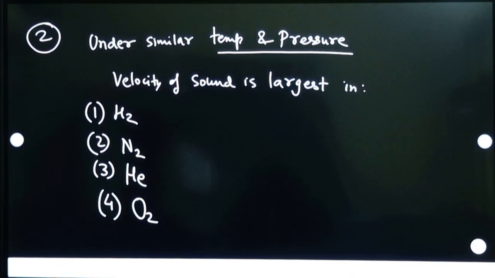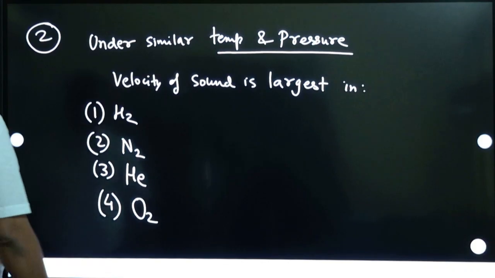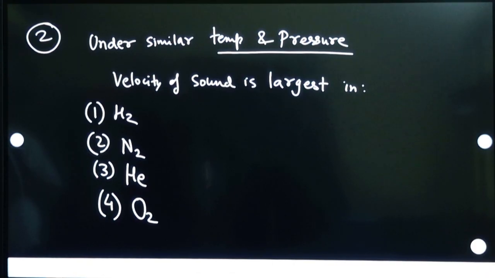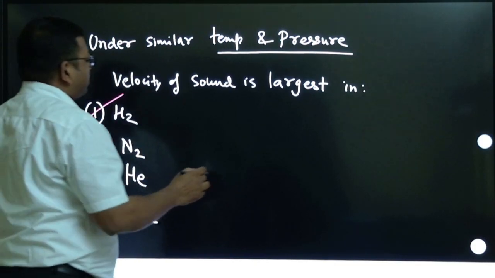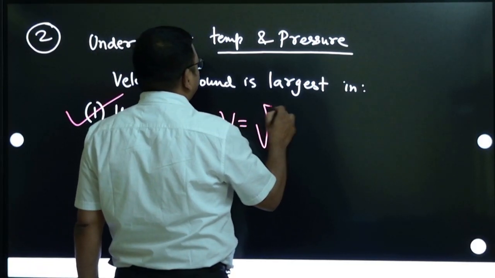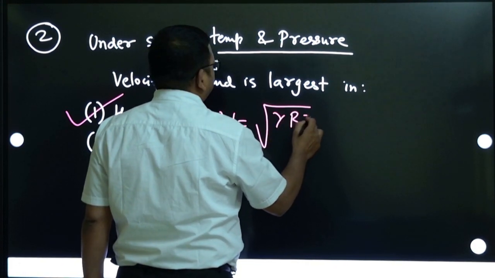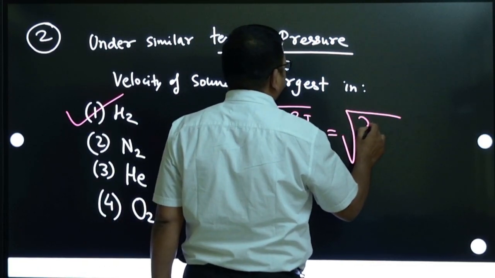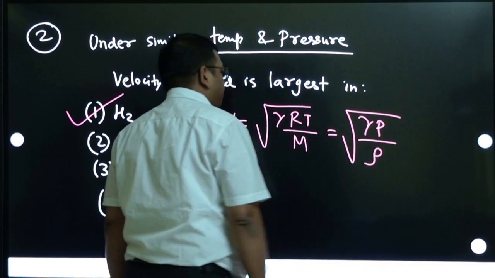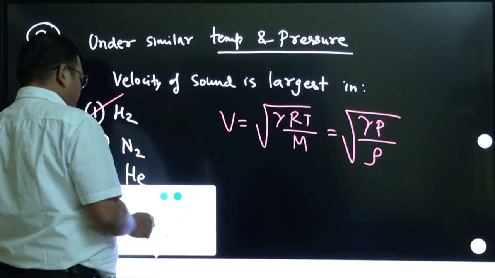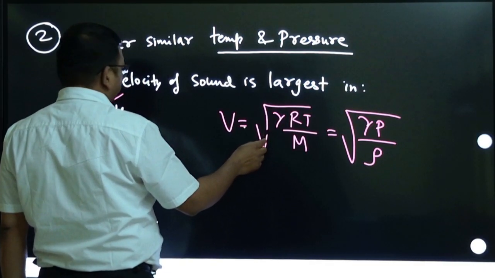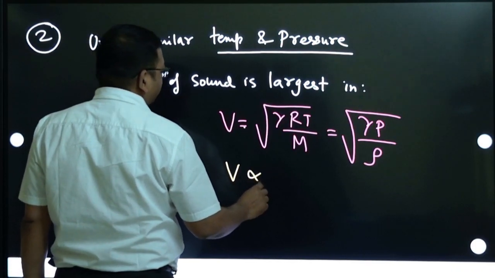Hydrogen. Okay, let me check the answer for this first. Question number 2. Hydrogen, correct. So velocity depends on root under gamma RT by M, or you may also say root under gamma pressure by density. Any of these you can use. So let us say that we are using this equation. Gamma and the molecular mass, both you need to see.